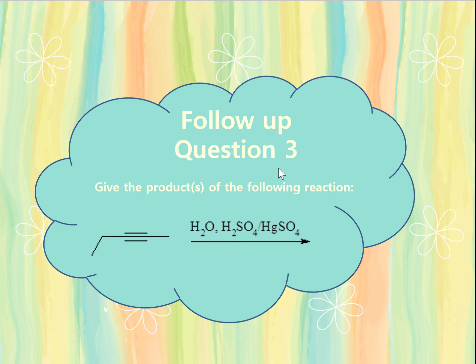And our follow-up question 3 says, give the product or products of the following reaction. So again, we have an alkyne with mercury sulfate, sulfuric acid, and water. So please tell me the result of that.